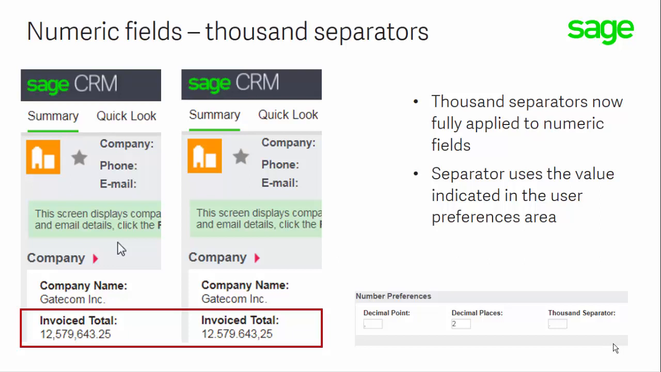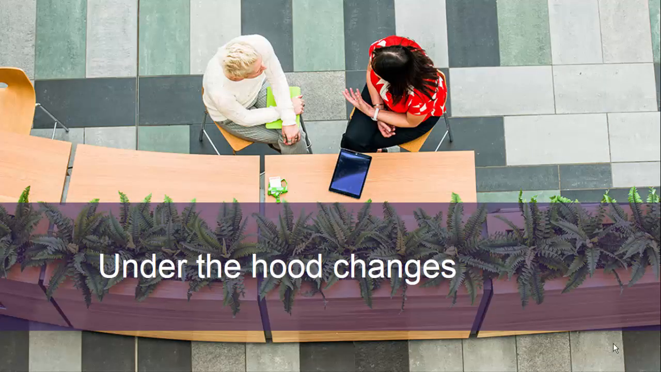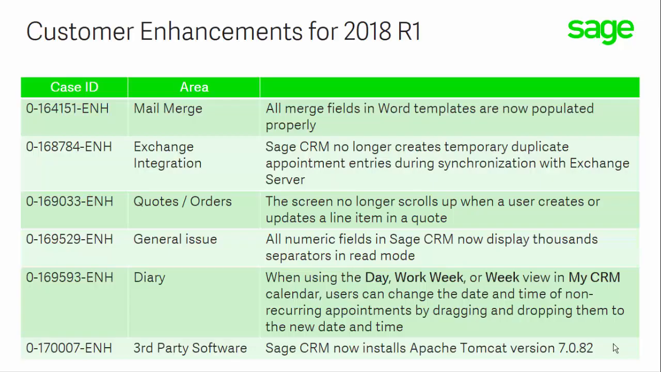There are changes that are visible and there are changes that are invisible. These are all things that a user may notice and see that benefit from, but there are other changes that are really behind the scenes and the user won't necessarily see. So there are some invisible changes that benefit users even though they won't see them themselves. There are some 50 plus issues that have been addressed in Sage 2018 R1.